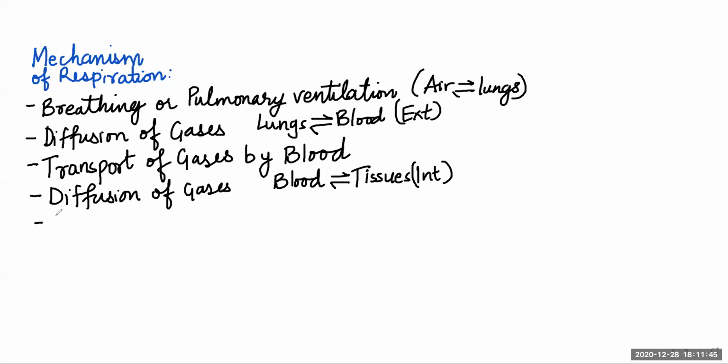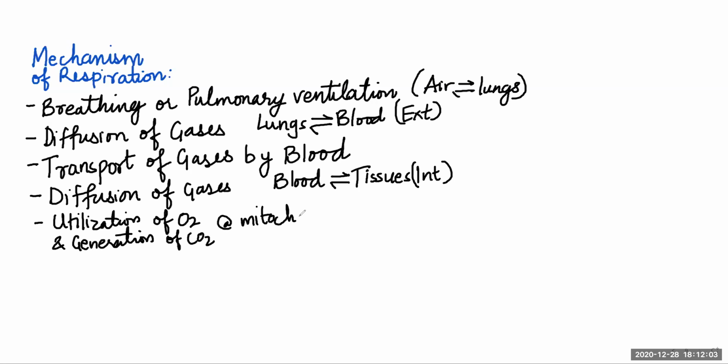And the last step is utilization of oxygen and generation of carbon dioxide. This happens at mitochondria within the cells. So this is called cellular respiration. So we are going to study the first 4 steps in this chapter because the name of the chapter is breathing and exchange of gases, right? So 1, 2, 3, 4 is what we are going to do. This will be studied in a separate chapter called cellular respiration or respiration within the cells.